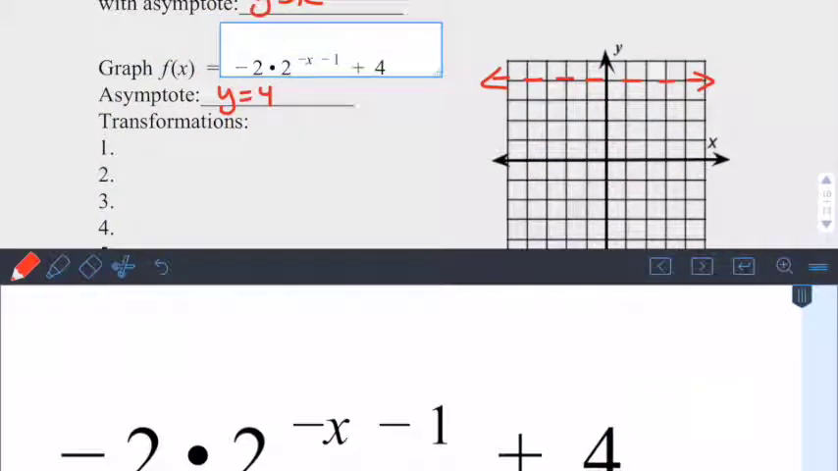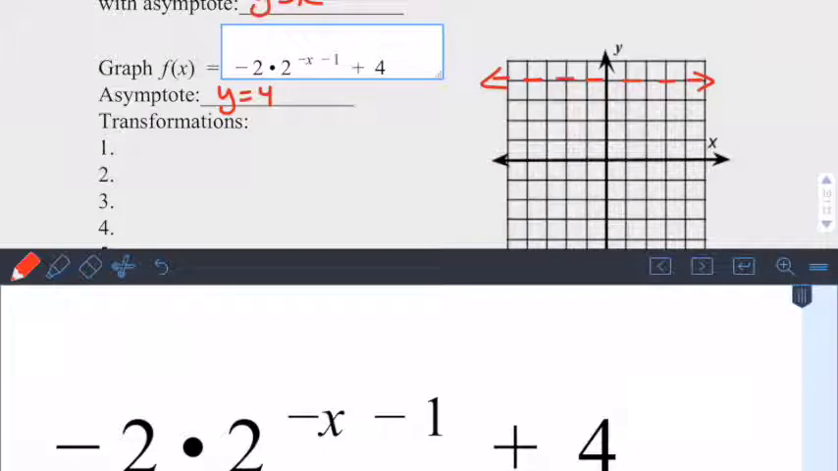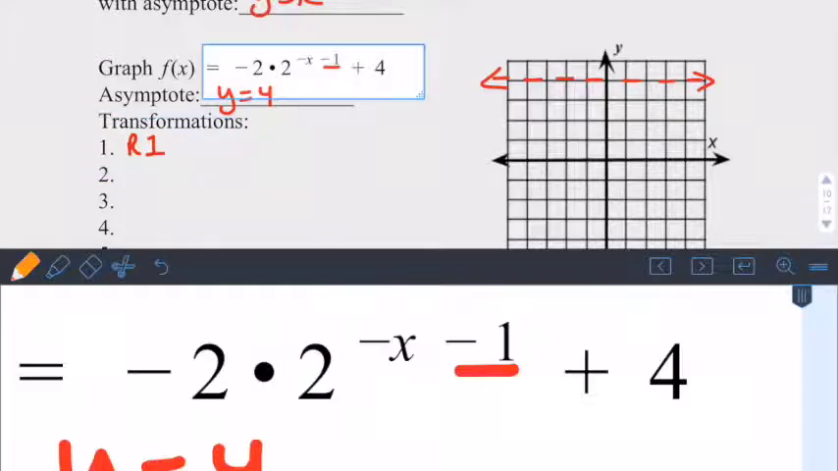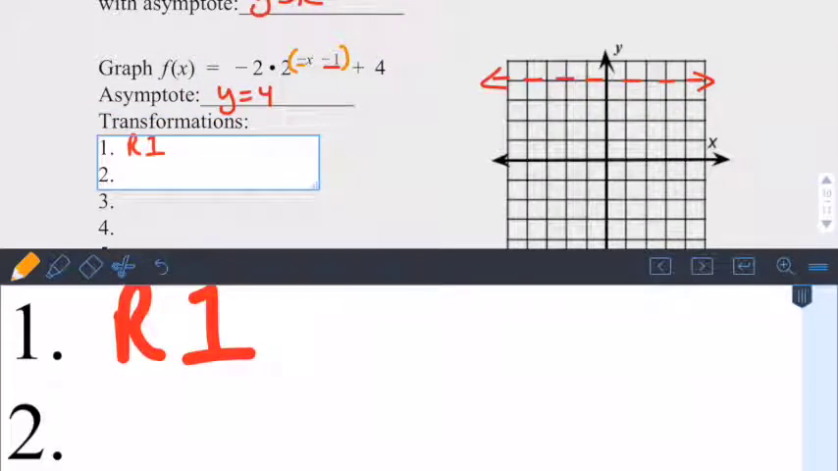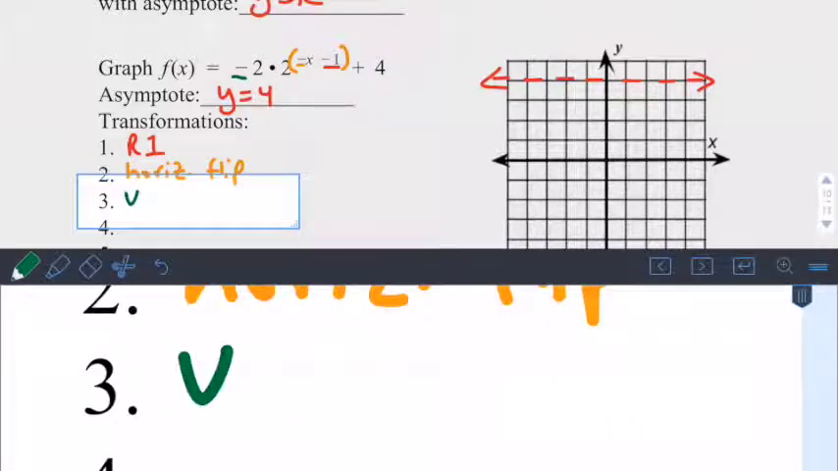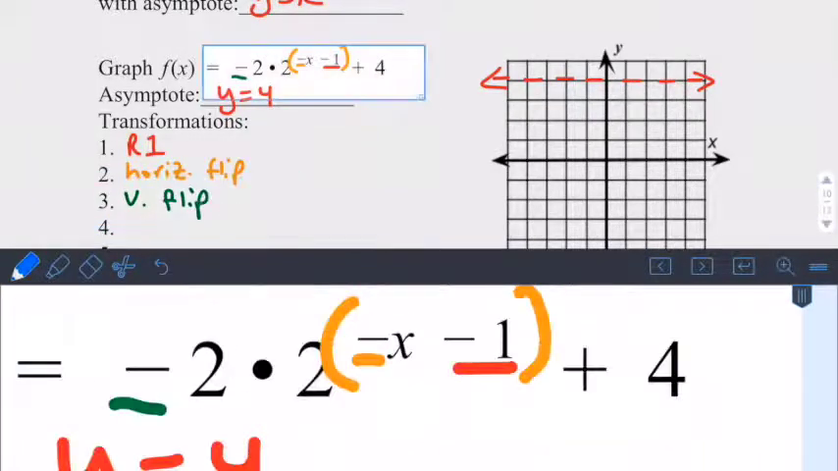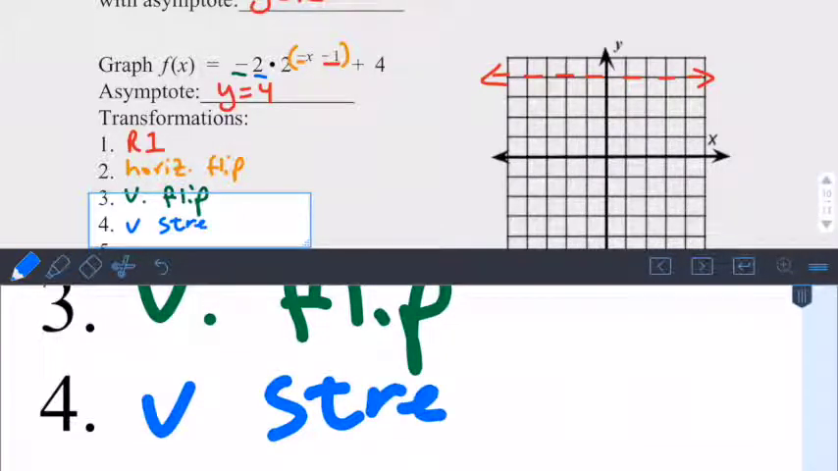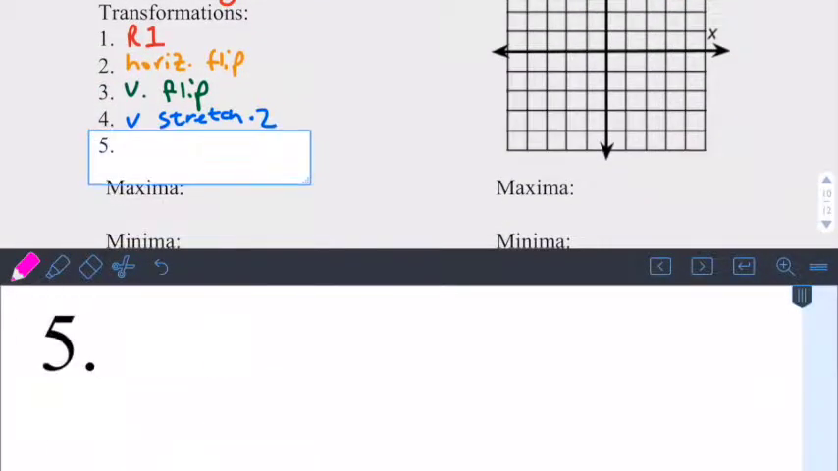And then my transformations, I need to go right 1 first. Then this negative inside, remember, is a horizontal flip. The negative outside is a vertical flip. The 2 outside is a vertical stretch by 2. And I know it's vertical because it's outside. And then up 4.